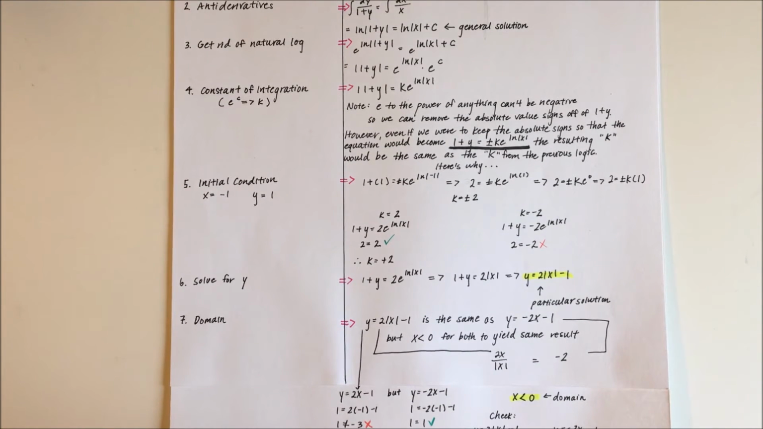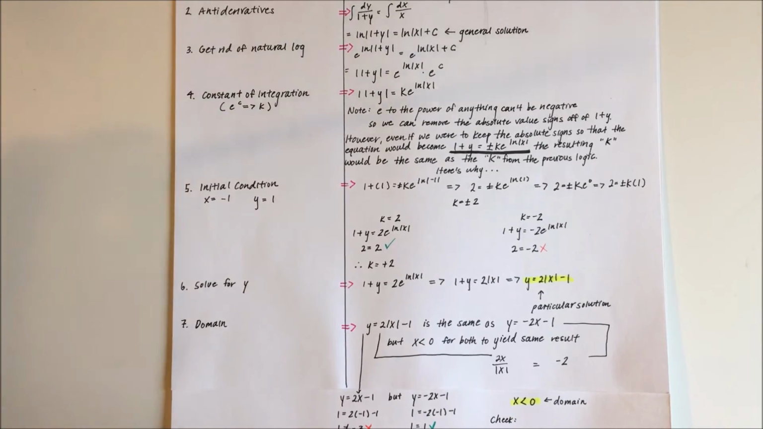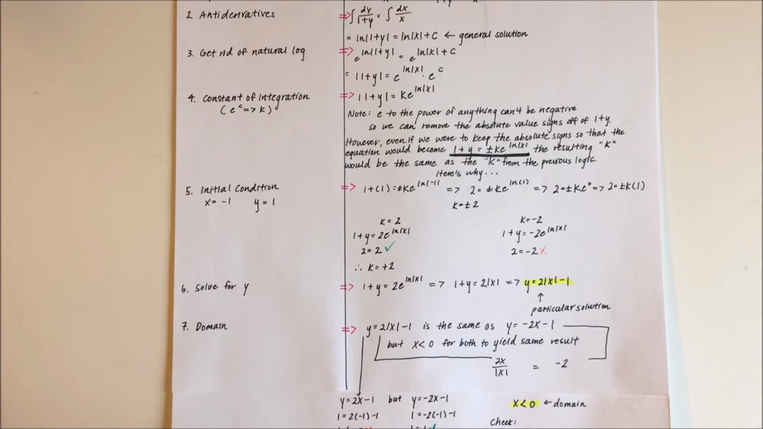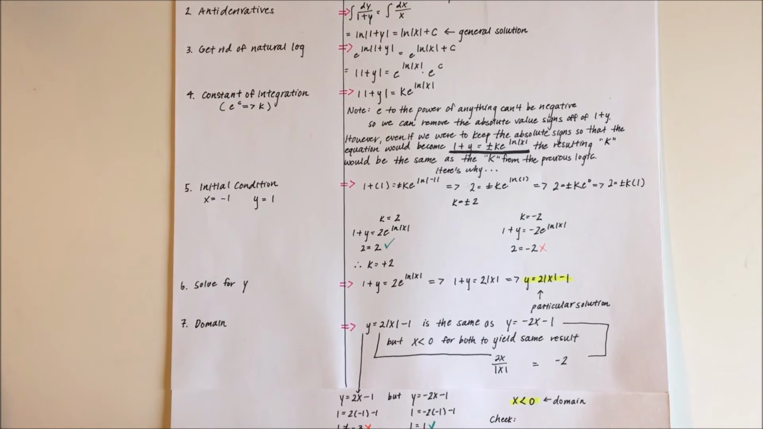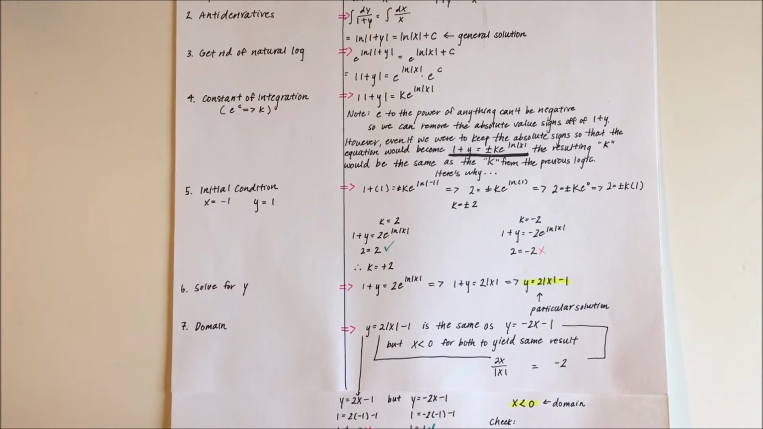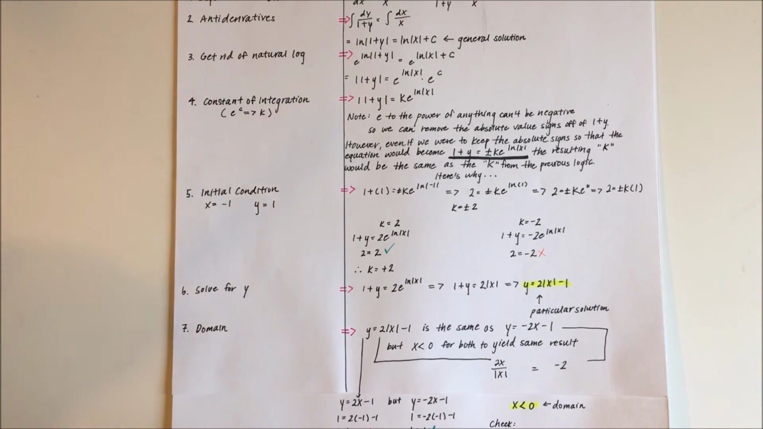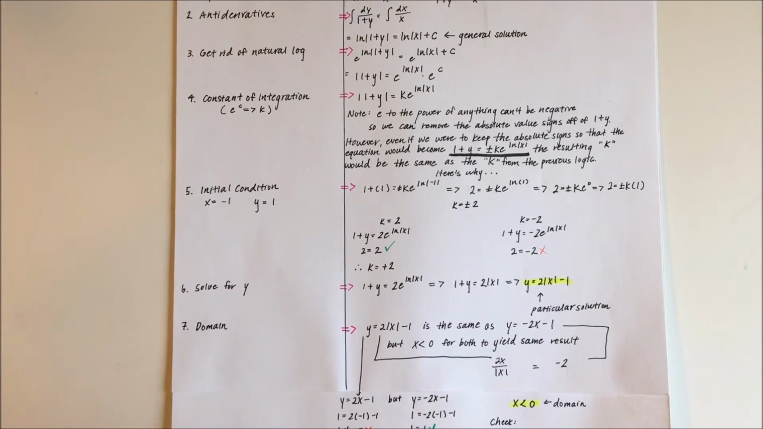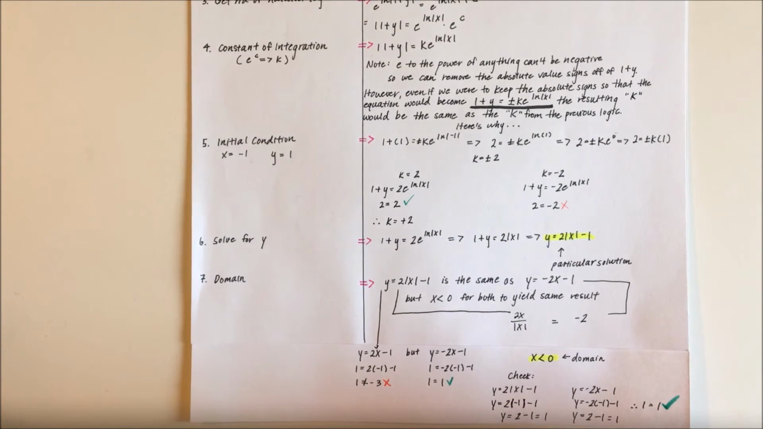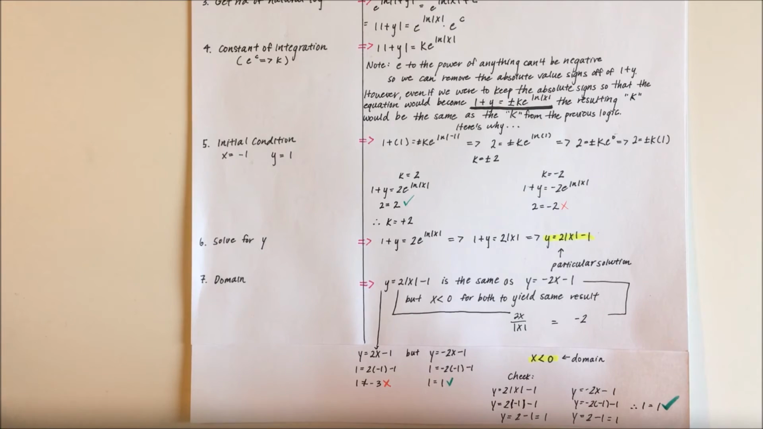For k equals negative 2, we have the equation 1 plus y equals negative 2 times e to the power of ln of the absolute value of x. However, in this case, we get 2 equals negative 2, which these two values do not equal. Thus, we know that the value of k is positive 2 instead of negative 2. After plugging in the initial condition, we can now solve for y.